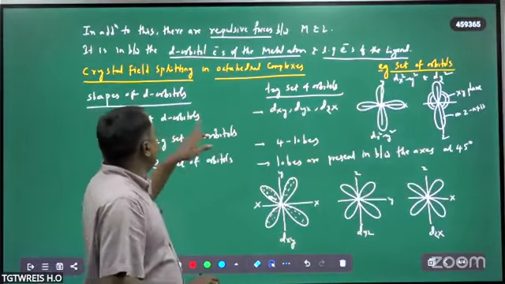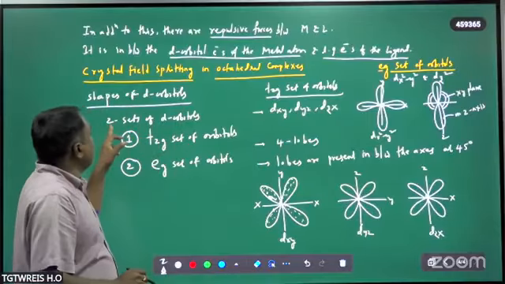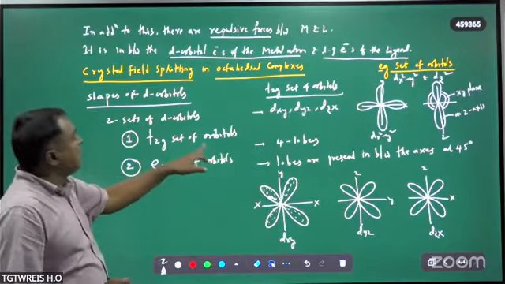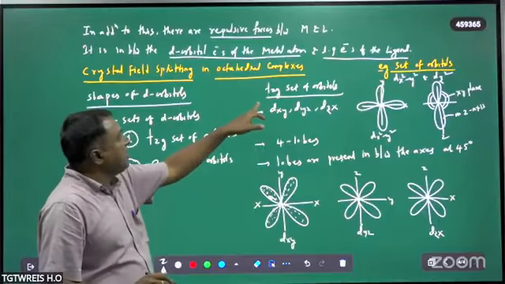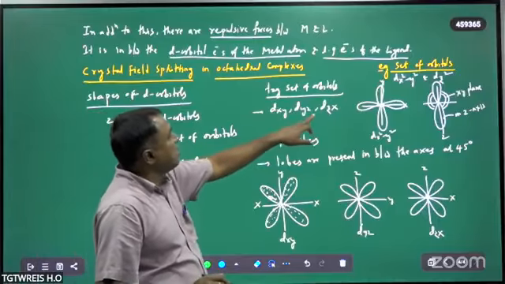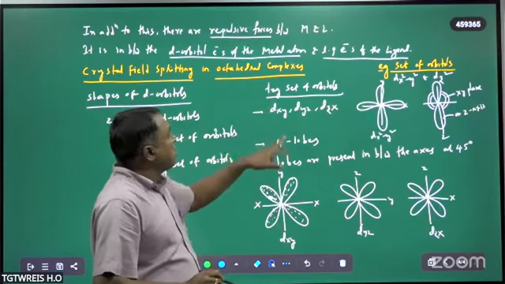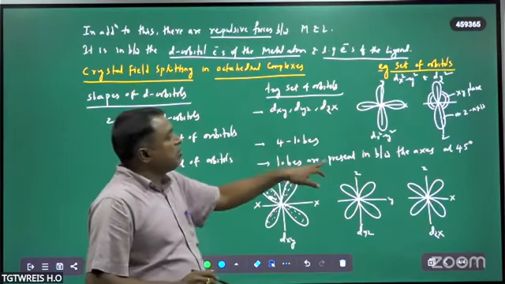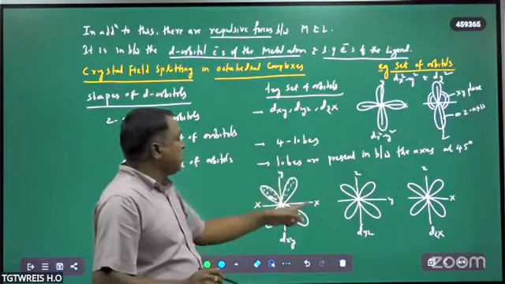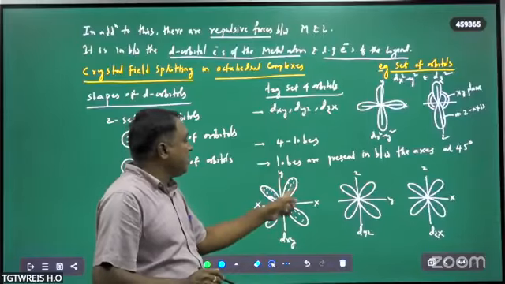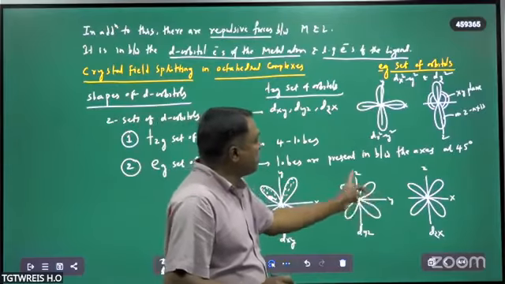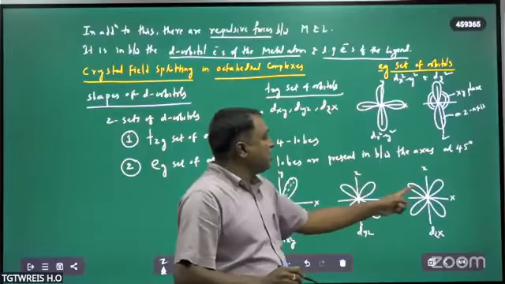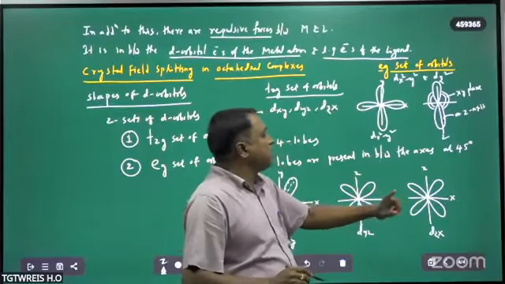There are five d orbitals dividing into two sets. One is the T2g set and another is the eg set. T2g set orbitals are dxy, dyz, dzx, and in these there are four lobes. Lobes are present in between the axes. So for xy, the lobe is present in between the x and y axes. Lobes are present in between the yz. Lobes are present in between the xz.